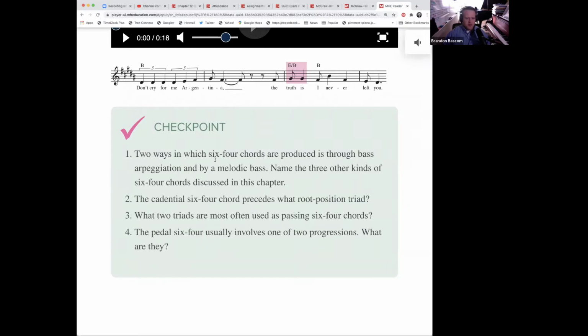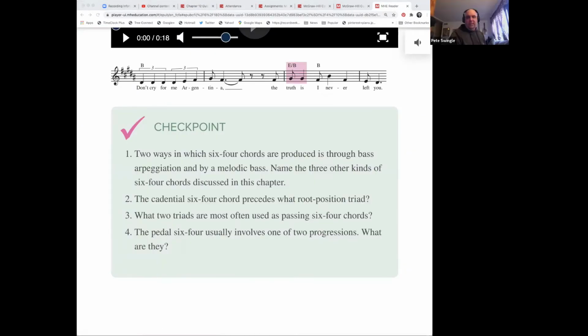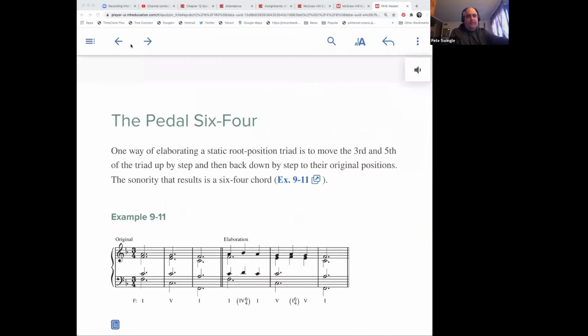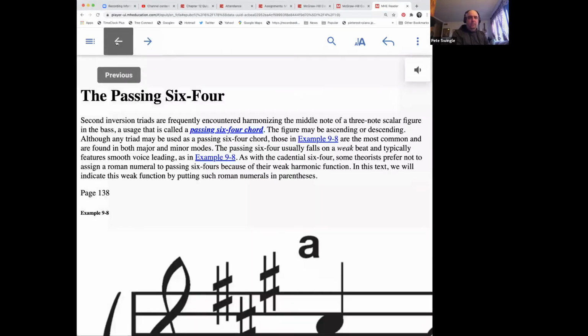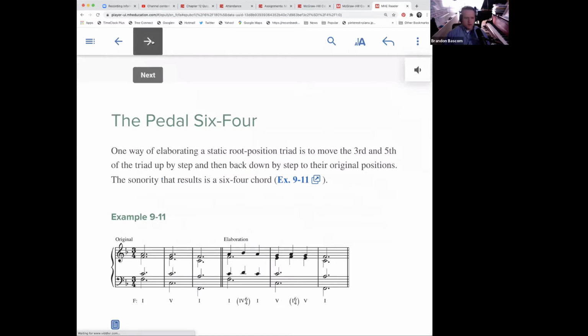Name the 3 other kinds of 6/4 chords discussed in this chapter. Pedal 6/4. Passing 6/4. Cadential 6/4. You forgot the most important one.